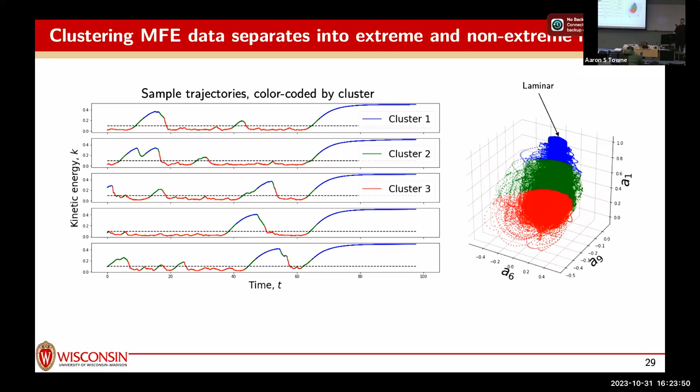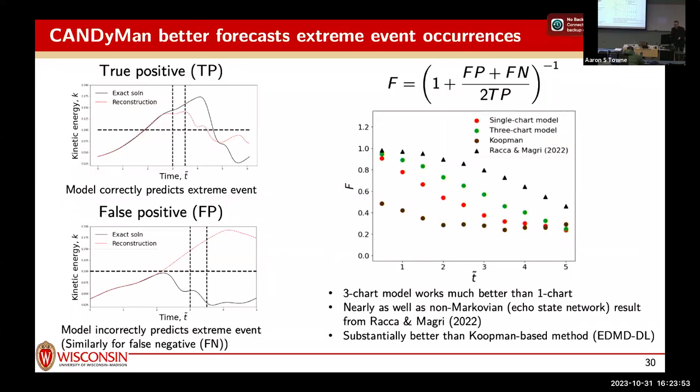And so we characterized extreme events, without going through the details. So this is just a measure of false positives and false negatives and true positives. So there's a very nice method from Luca Magri's group that's non-Markovian, so that's kind of the case to compare with.